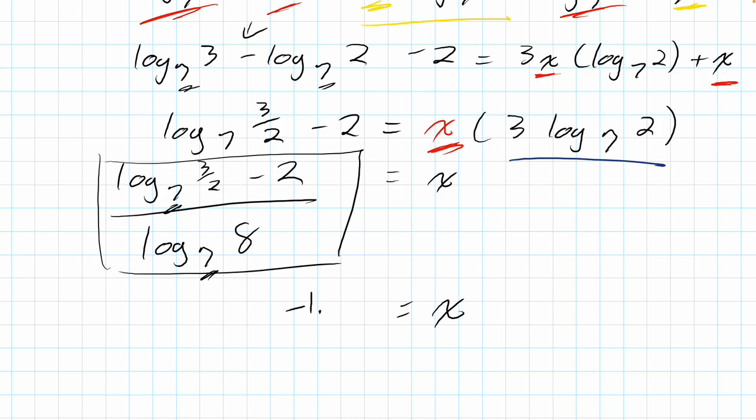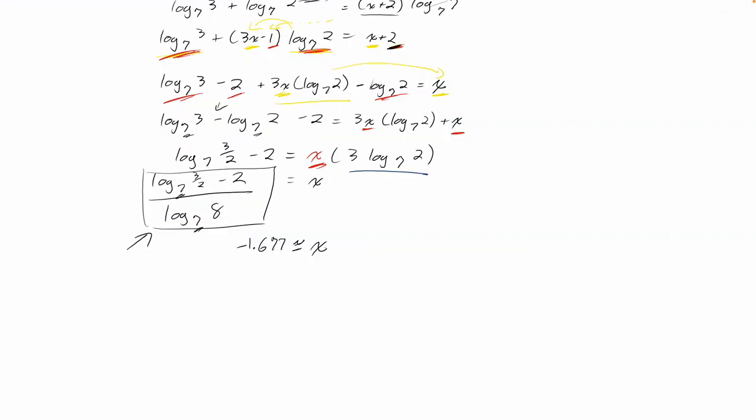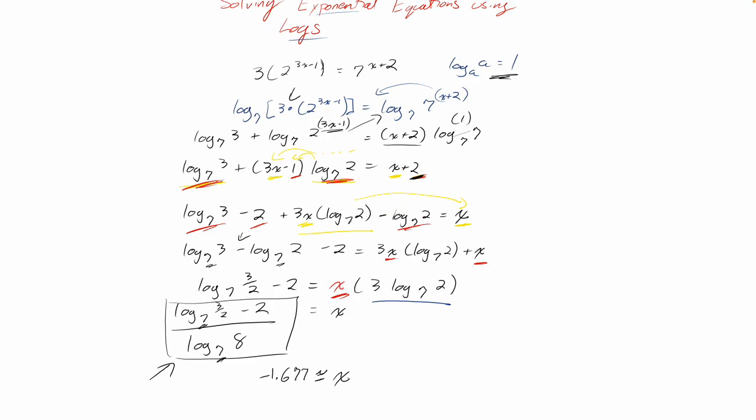Negative 1.67, roughly? Yeah. 1.677, let's say. Approximately this. So once you plug that into a calculator. But the toughest part of this question was essentially manipulating the algebra to get the x by itself. That was the hardest piece. Yes.